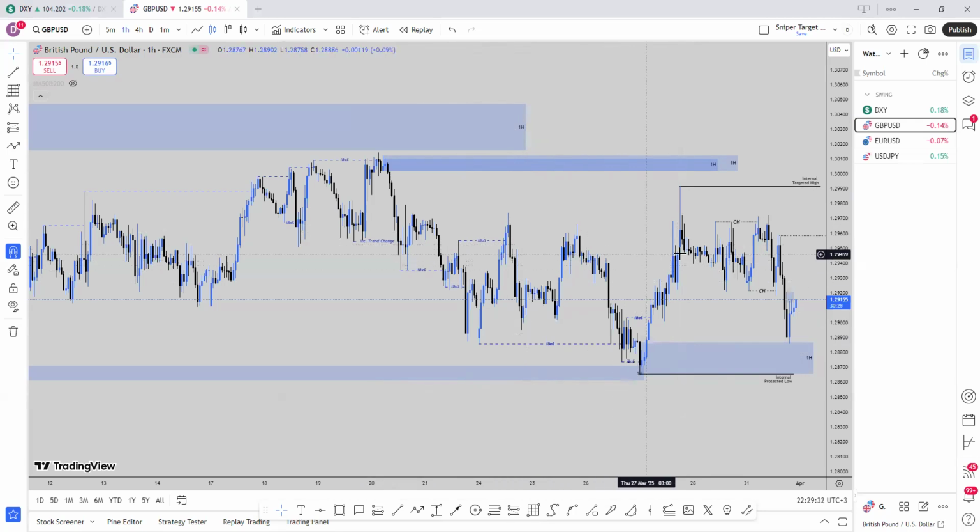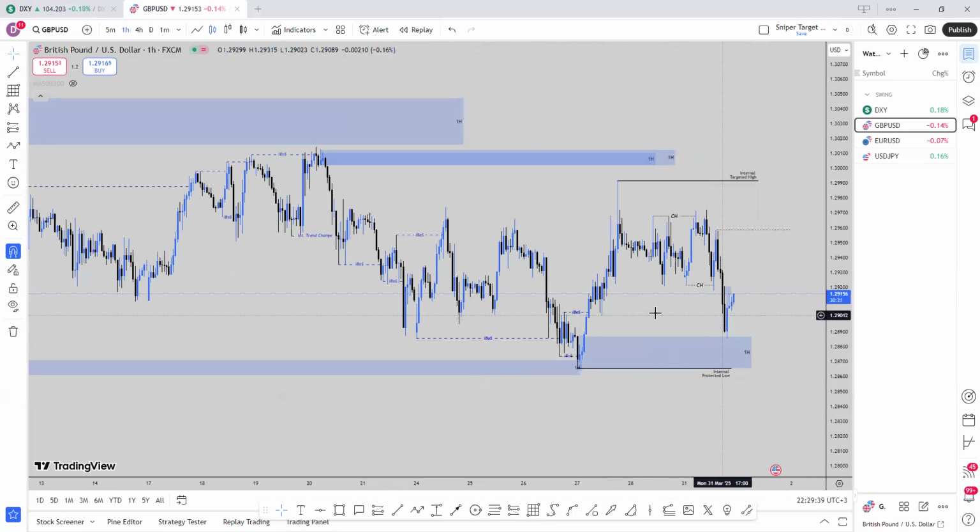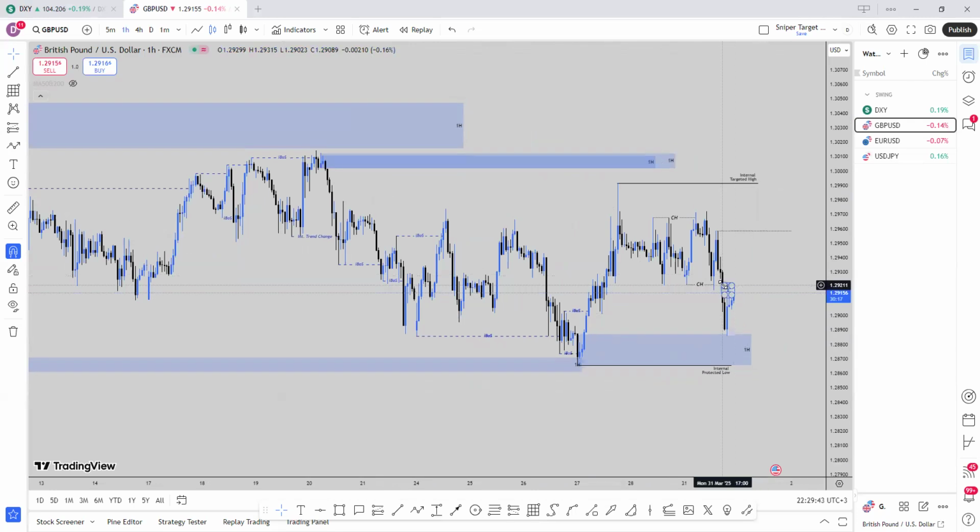So right now, I consider GBPUSD to be kind of stuck in a range. It's the sort of price action that I don't want to see. I want to see clear, decisive price action on any pair that I want to trade. And that is why I've decided to stay out of GBPUSD.